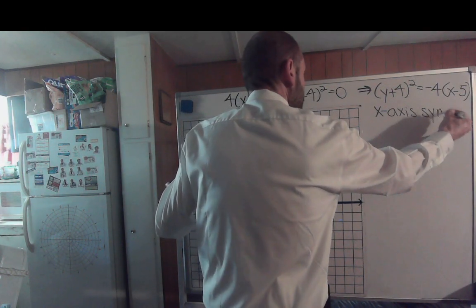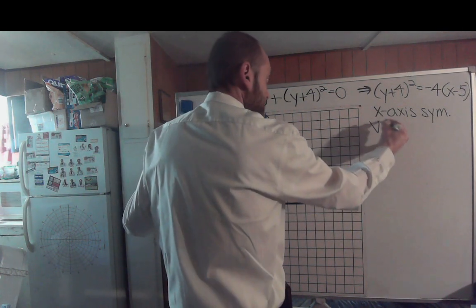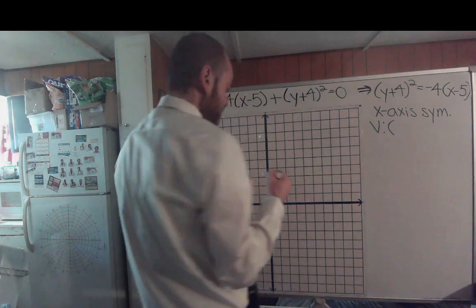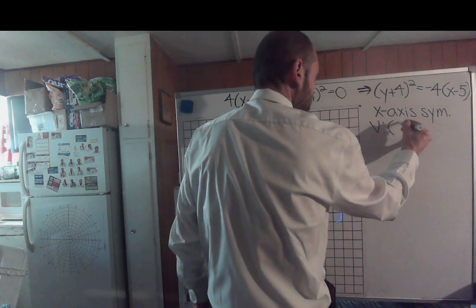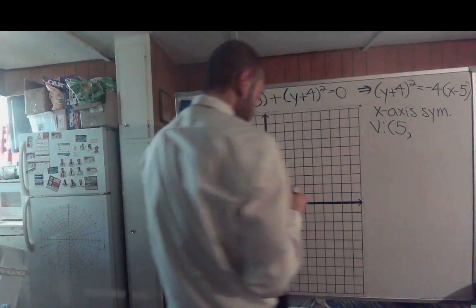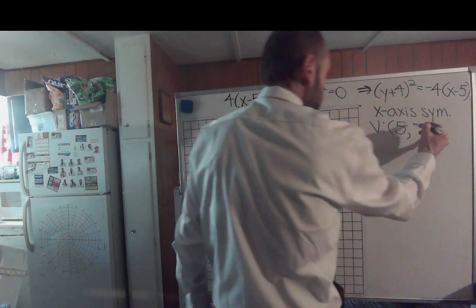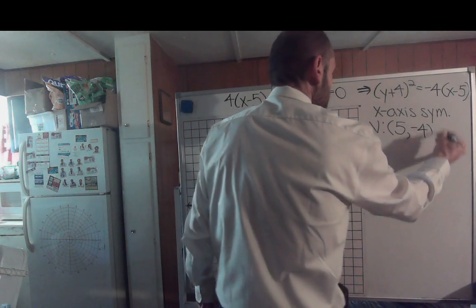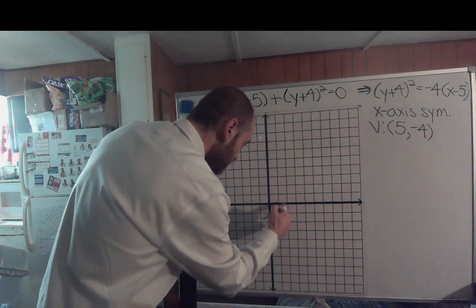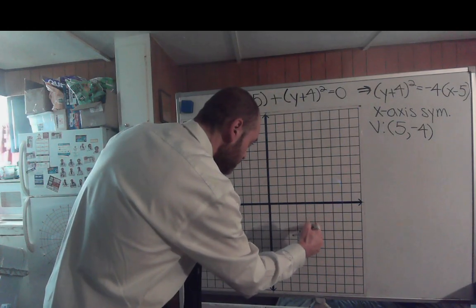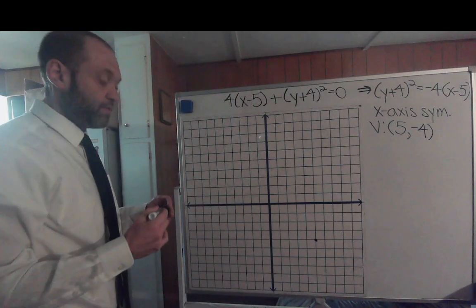All right, so the very next thing we should do is find the vertex. Well, the x-coordinate of the vertex, if I take that x minus 5, set it equal to 0, I'll get an x-coordinate of 5. If I take that y plus 4, set that equal to 0, I would get y equals negative 4. So my vertex is going to be at the point 5, negative 4. So 1, 2, 3, 4, 5, 1, 2, 3, 4. There's my vertex at the point 5, negative 4.